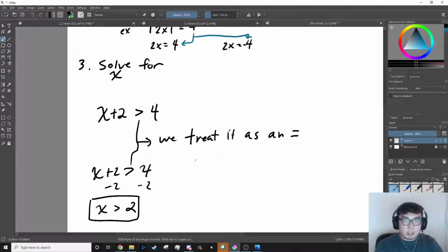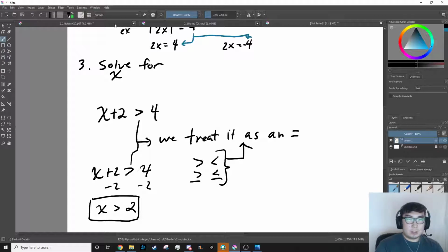And that's for all inequalities: greater than or equal to, less than or equal to. All of these, instead of writing it again, I will just draw another arrow. We treat it as an equal sign.